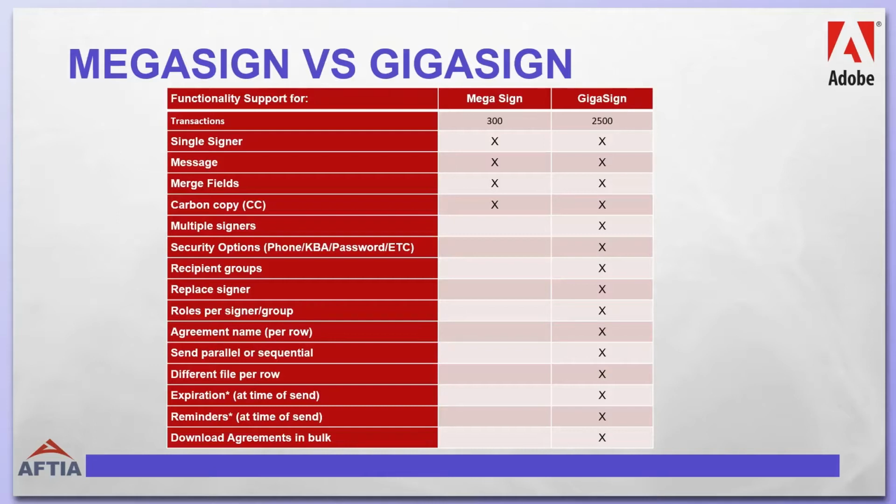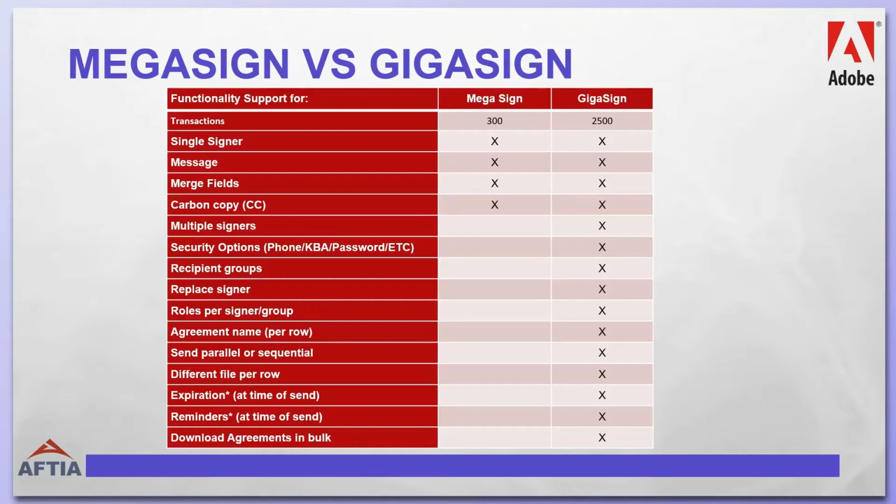Also, GigaSign supports multiple recipients and some advanced features. On a row-by-row basis, we can indicate the password that's required, different signers that are required, and different options, including different CCs and different message and so on. We'll take a look at that when we get into the CSV file.